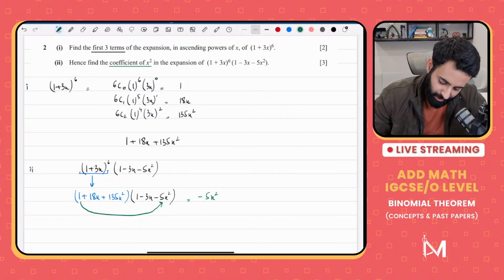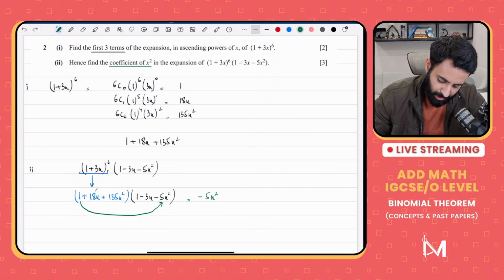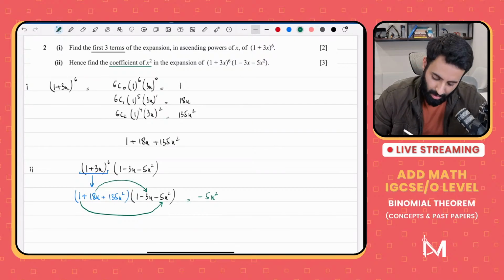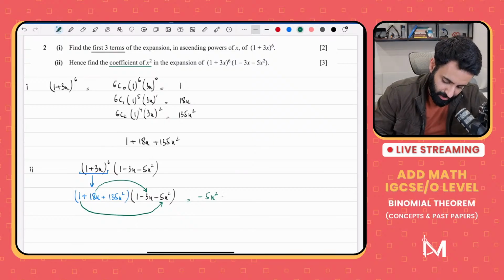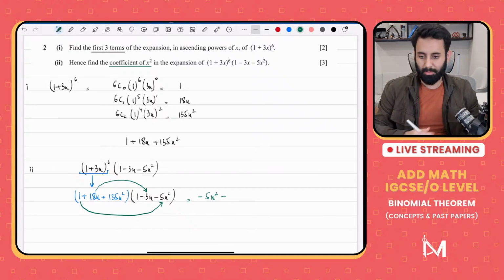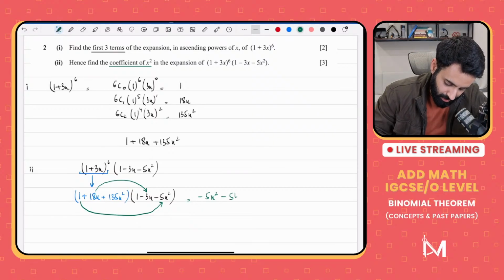Now, what about 18x? Should I multiply 18x with 1? Nope, that's going to be a total waste of time. I need to multiply 18x with whatever term is going to give me x squared. And the answer is, I should multiply 18x with minus 3x. So that's going to give me minus, and what's 18 into minus 3? Let's work this out. 18 into minus 3 is minus 54x squared.